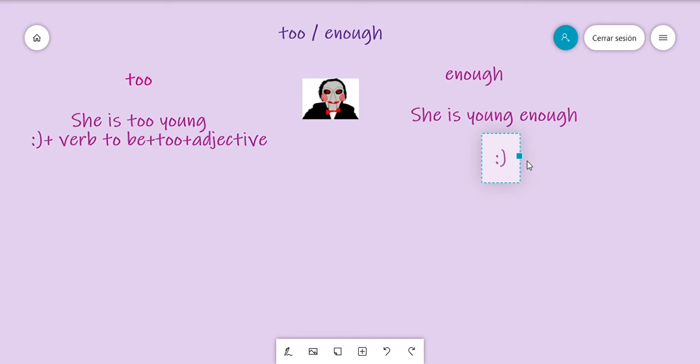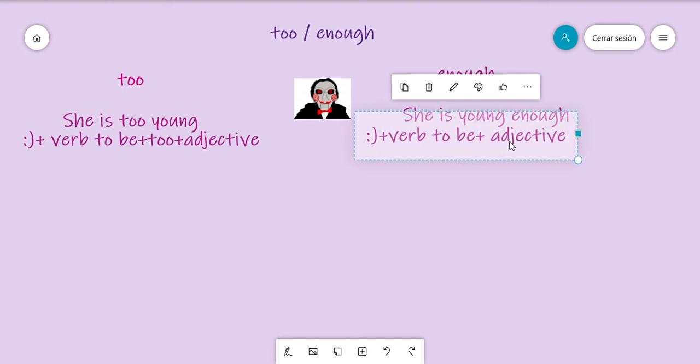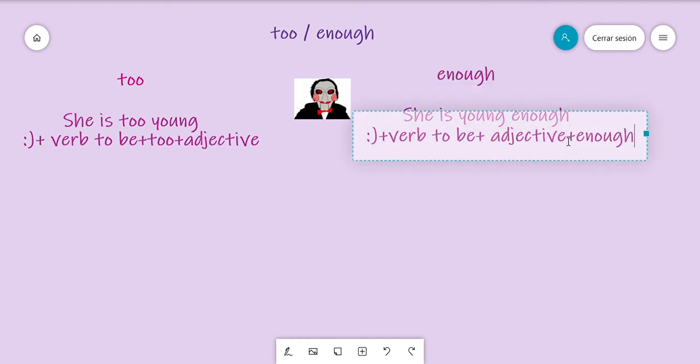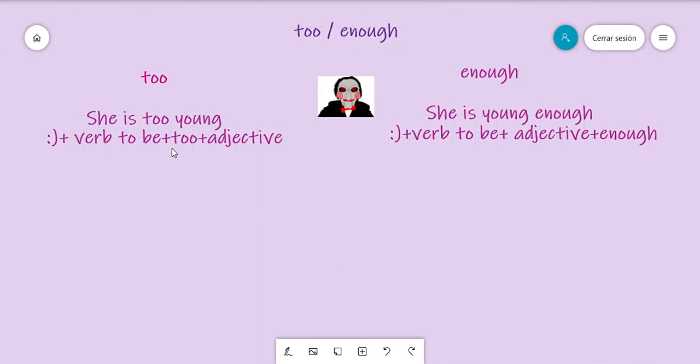After you write the verb to be, after you write your adjective, okay, I move it, and after you have to write the word enough. The difference between enough and too in grammar is that too comes before the adjective, and enough comes after the adjective. So this is the way that you have to write it. Now, this is just when you want to give a description of the thing.